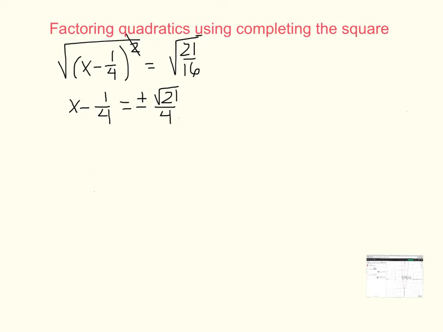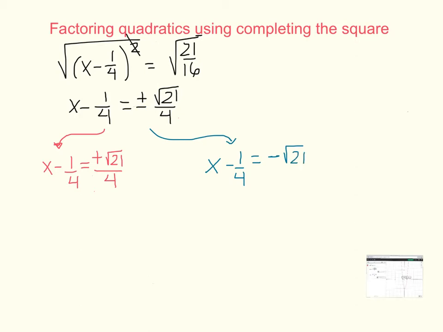Alright, from this point on, I know that I need two equations, so I'm going to go ahead and split them out. My first equation is x minus 1/4 equals plus square root of 21 over 4. And my second equation that I have to solve is x minus 1/4 equals negative square root of 21 over 4.